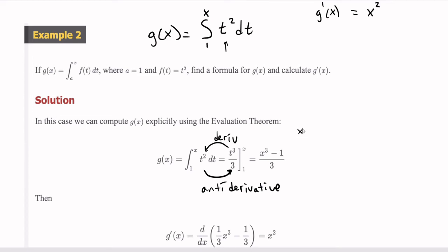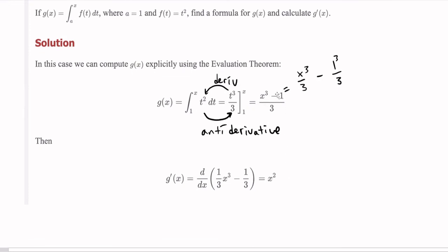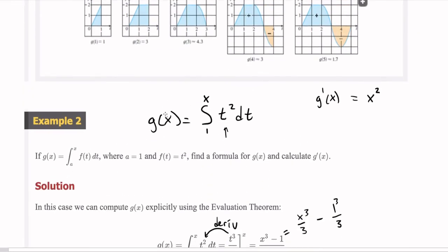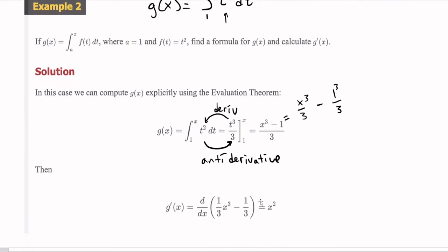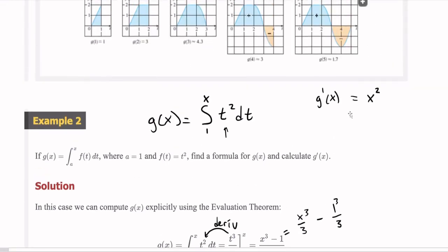So I'll write that out for you. X cubed over 3 minus 1 cubed over 3. Same thing. Okay. All right. So then this is your g of x. That's the formula, closed form formula, for this function defined by an integral. Sometimes it just has a nice formula, and we can calculate that. All right. What's the derivative? Well, the derivative of this is x squared. I told you that. Because when I define a function this way, from a to x, this is important, then this inside function is just the derivative. That's pretty much the whole point of setting it up this way.